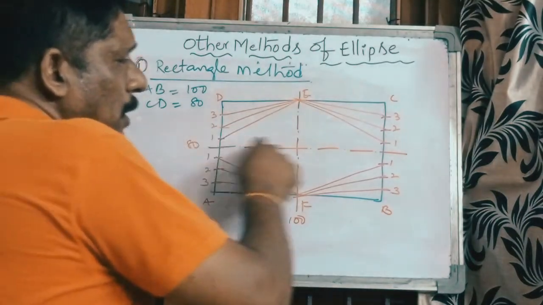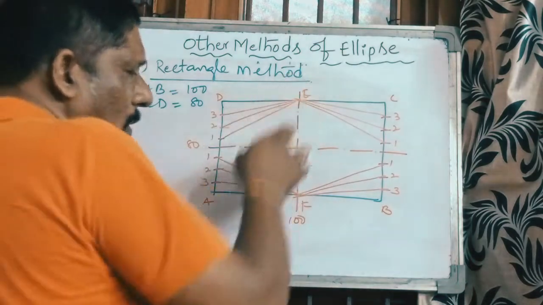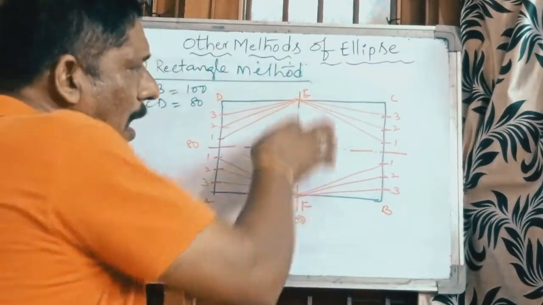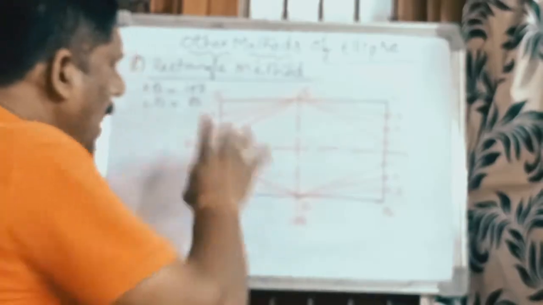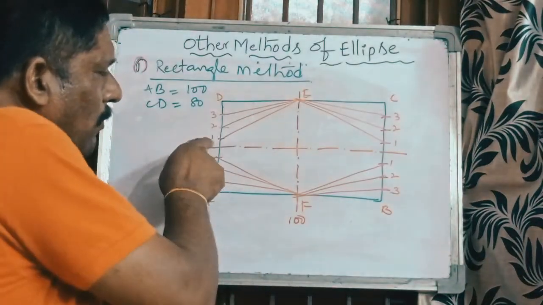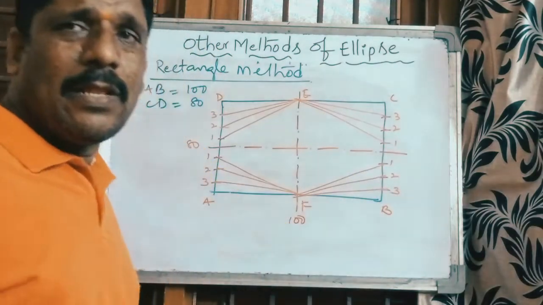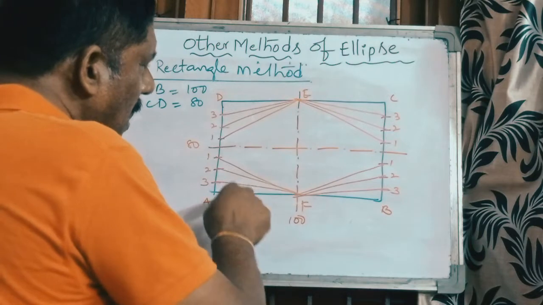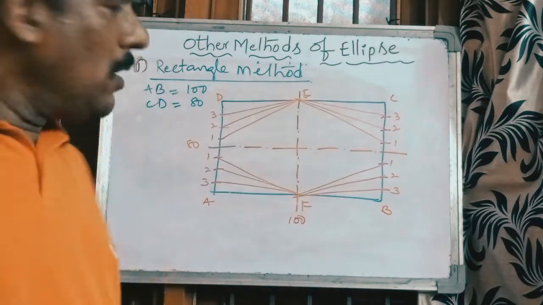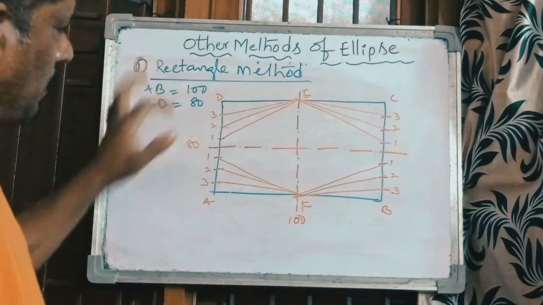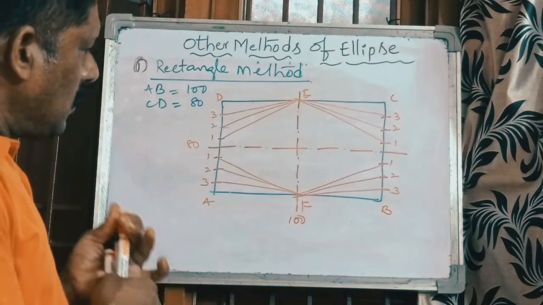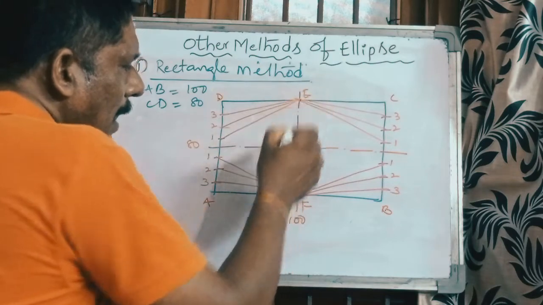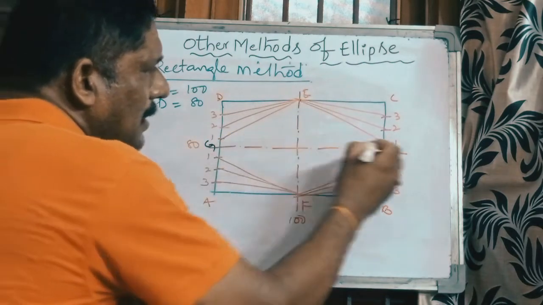Now divide this into 4 equal parts. From the middle of the major axis of 100, take 50 mm, mark the point and draw the vertical axis line. And the minor axis total is 80 mm, so at 40 mm draw the horizontal axis line. You will get 4 boxes: this is 1, this is 2, this is 3 and this is 4. Now give the numbering here: this is A, B, C, D, E, F, and this is G and this is H.